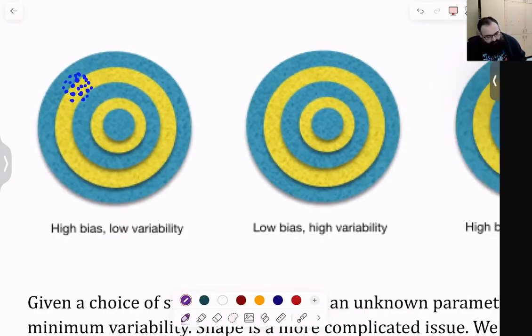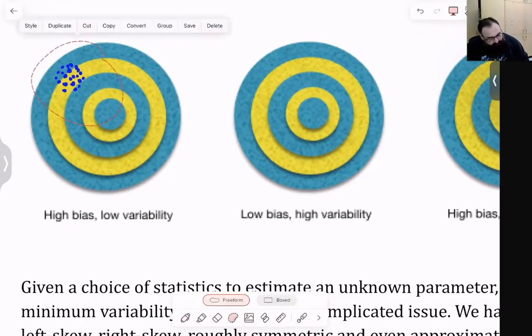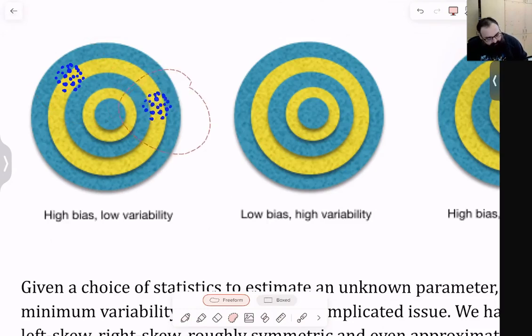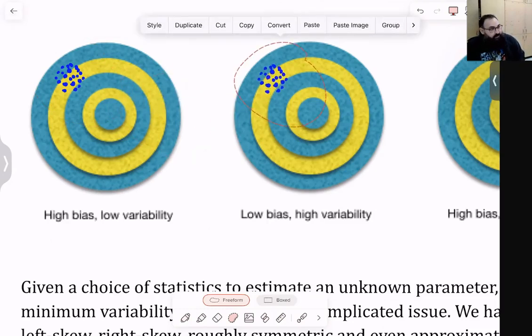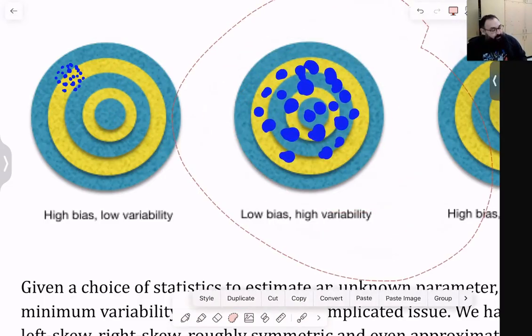Okay. Now low bias and high variability. So if the bias is low, it means they're aiming in the right spot. So it's going to be around the center. It's all spread out around the center. So it's going to look something like this. So we were right here, correct? It's in the center now, but really spread out.